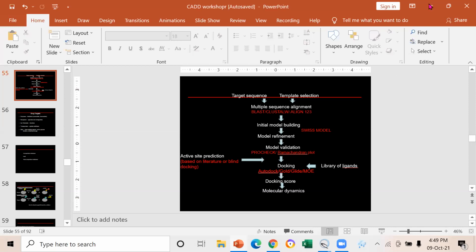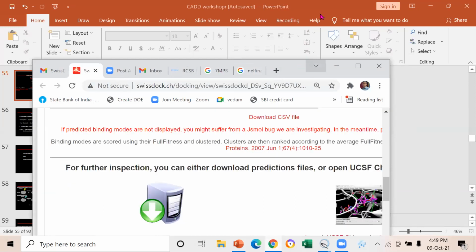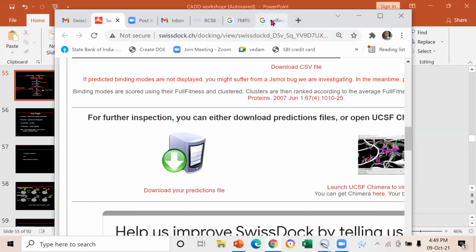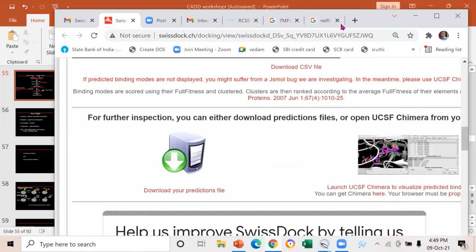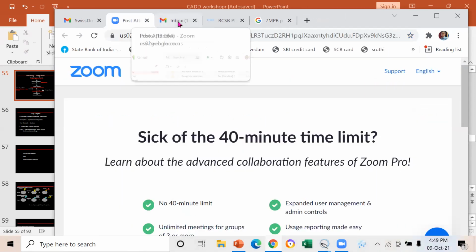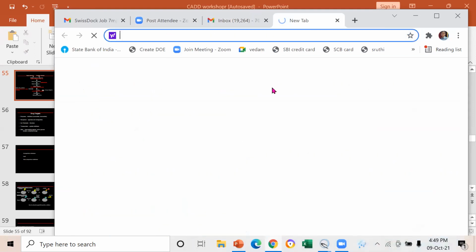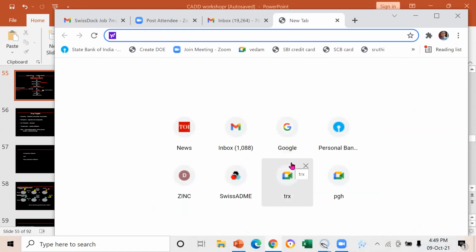And there is one more program which is called Swiss Target Prediction. Given a structure, you can predict what would be the target. If it's a very new molecule, and experimentally somebody has determined the target, it's okay. But if it's a new molecule, nobody has determined the target, right? So target prediction is that way very useful.